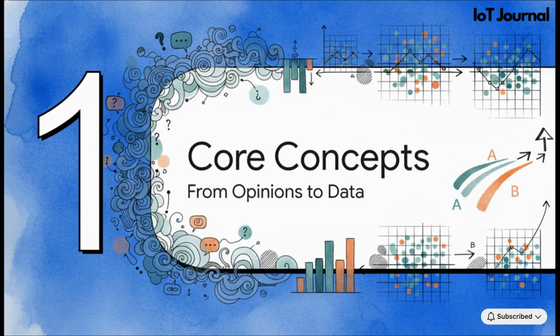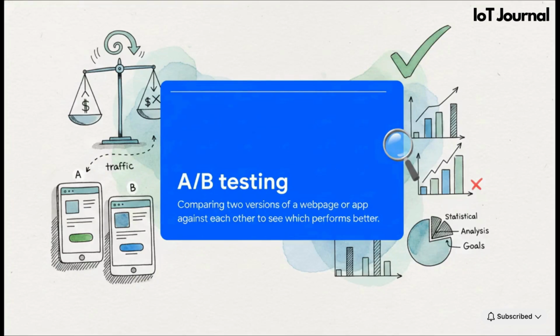Section 1. Core concepts made simple. From opinions to data. To really get the hang of A/B testing, we kind of need a fundamental mindset shift, and it starts with a really clear definition. A/B testing, which you might also hear called split testing, is basically just a methodology for comparing two versions of a web page or an app against each other to see which one performs better. It's super simple. You show two variations to your users at random, and then you use some statistical analysis to figure out which one actually hits your goals.